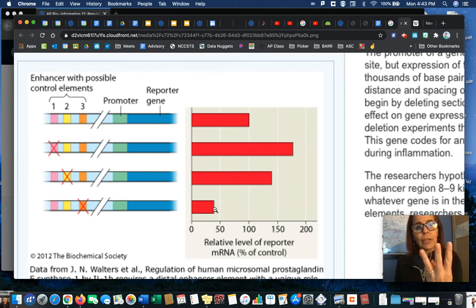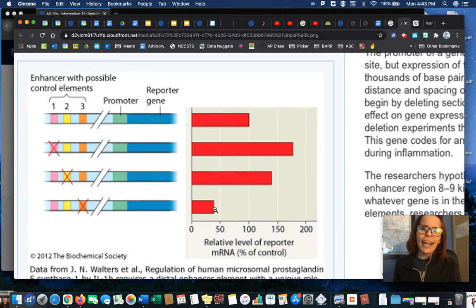So they've got 3 parts of 3 enhancers that they are suspicious are controlling this gene. So were they right? Is there evidence that these control elements were in fact controlling this particular gene? I'm going to give you a moment to think about it. And the answer is yes, for all 3 of them.